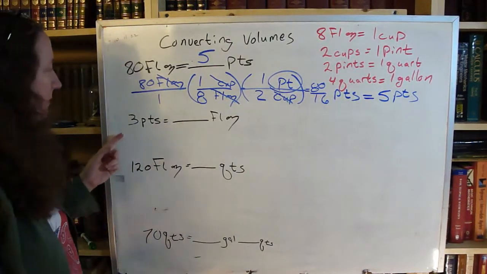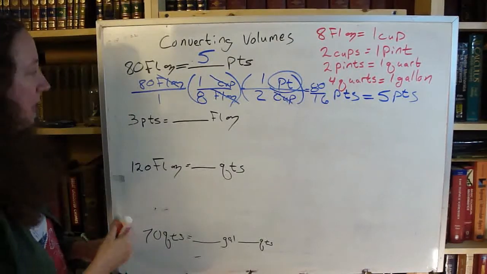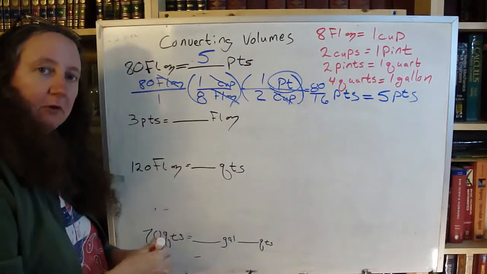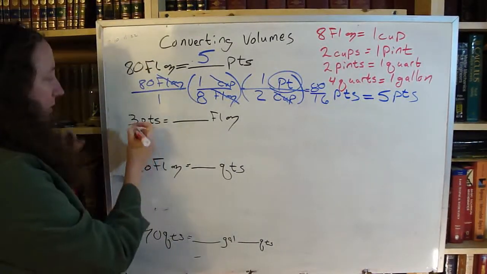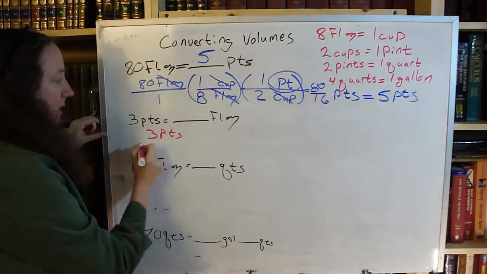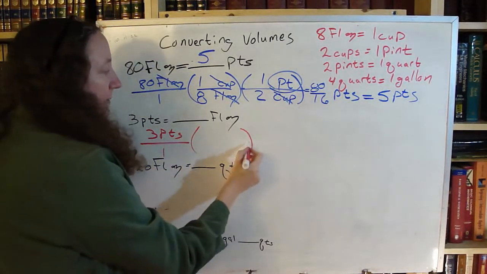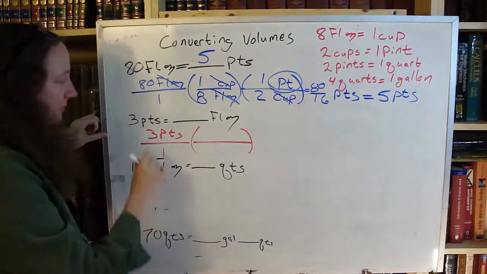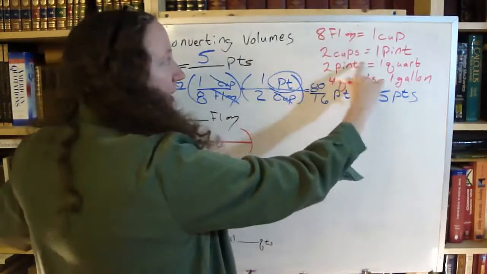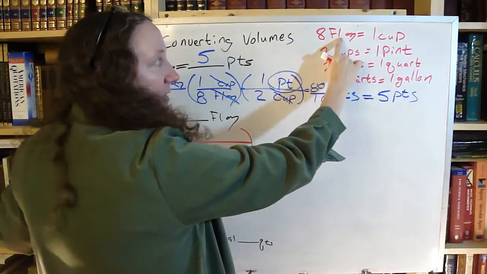Second example. I'm going the opposite direction from what I was doing up there. I'm going from pints to fluid ounces. But I'm going to set it up in a similar fashion. I'm going to start with my pints. Put them over 1 so I have a fraction. Open my conversion factor. Starting with pints, I want to end up in fluid ounces. Going up here, I see pints there. I see fluid ounces there.